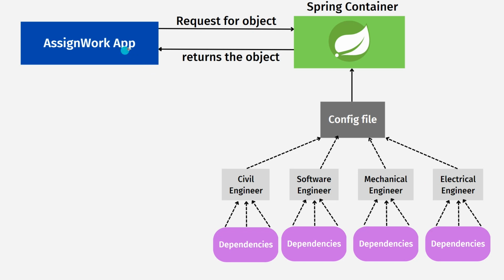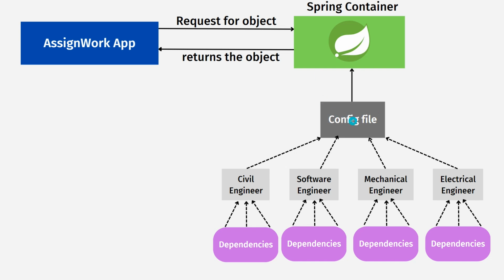Now, what the assign work app is doing is requesting an object. Why is it requesting it from the Spring container? Because the first job of a Spring container, which we have learned, is IOC. IOC creates and manages the objects. So we are not using the new keyword here for creating any object. We are requesting the object from the Spring container, and it will give us the object. How it gives us those objects depends on the configuration file.